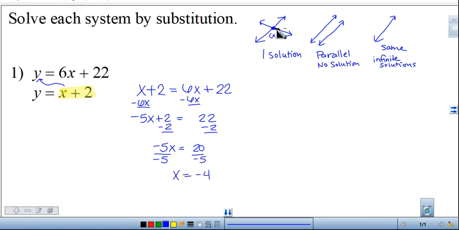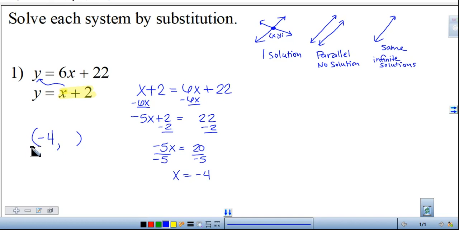Now, like I said before, when two lines cross, they cross at a point. So when I'm writing the answer for this system, I'm going to write it as a point. I know the x value, but I do not know the y value. I can find the y value by taking my x and I can plug it into either equation.